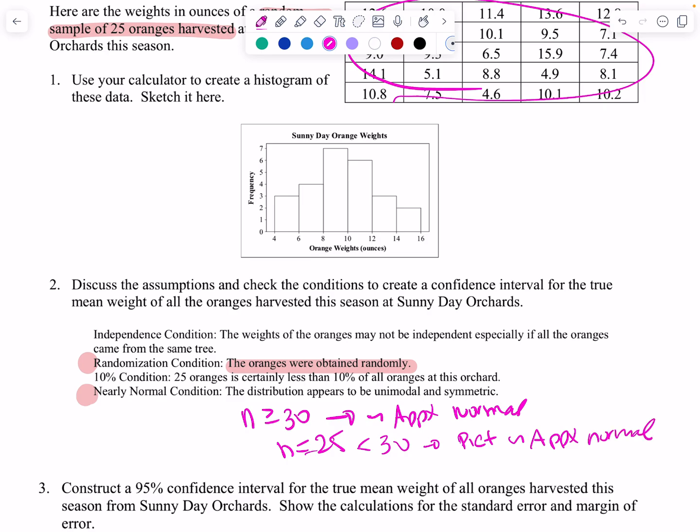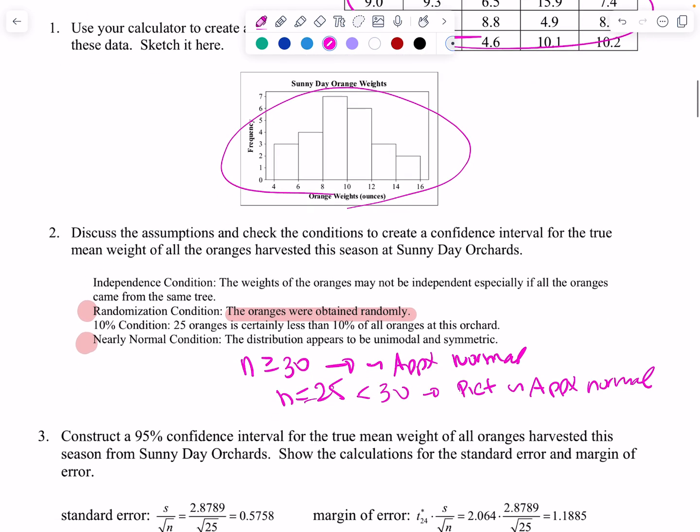So we're okay. So this is the deal. If n is greater than 30, it guarantees that I've got a normal model and I don't have to check it. But if it's less than 30, then I have to check it, and so that's why we checked it. Okay, so the 95% confidence interval, let's go ahead and do that.